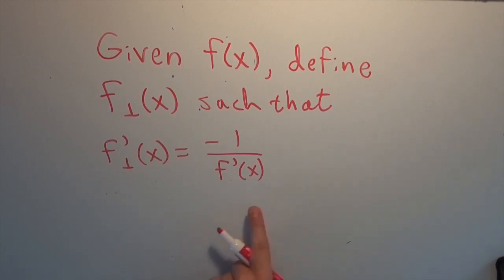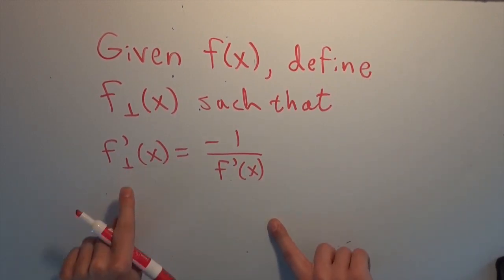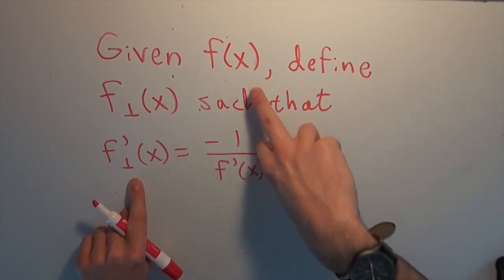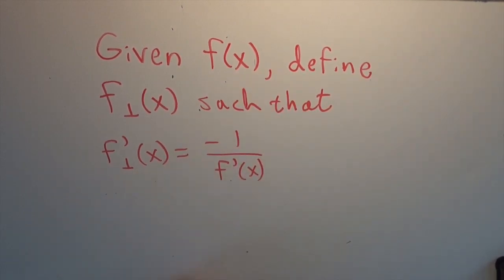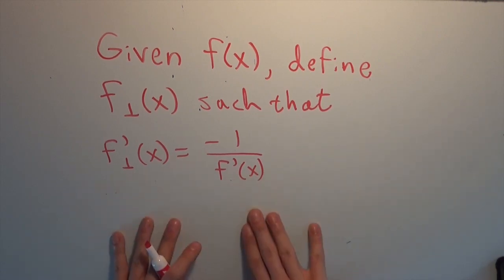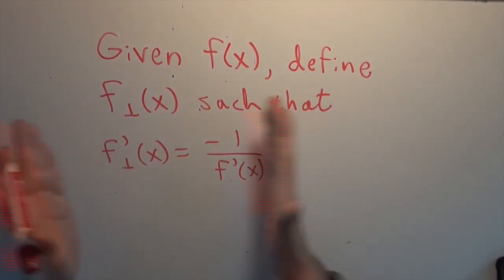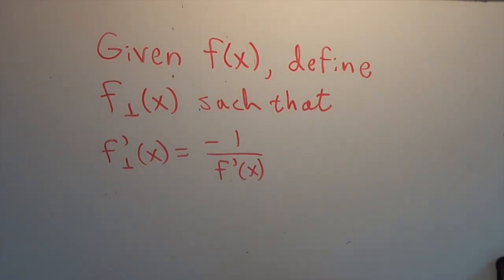What this is saying is we're defining a new function whose slope is the negative reciprocal of the original function's slope, which guarantees that no matter where these two functions intersect, assuming we don't take the perpendicular function and move it left and right, we only move it up and down, we're going to intersect the original function f of x at a right angle, which is the goal.